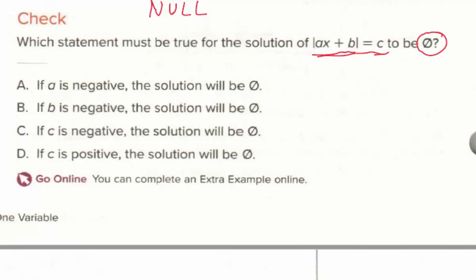Well, we just said up there, absolute values can never be equal to a negative. So on this right-hand side, we have the letter C, and if that happens to be a negative number, there is no solution to this problem. So let's look down, we see letter C says if C is negative, the solution will be empty. So choice C is our answer.